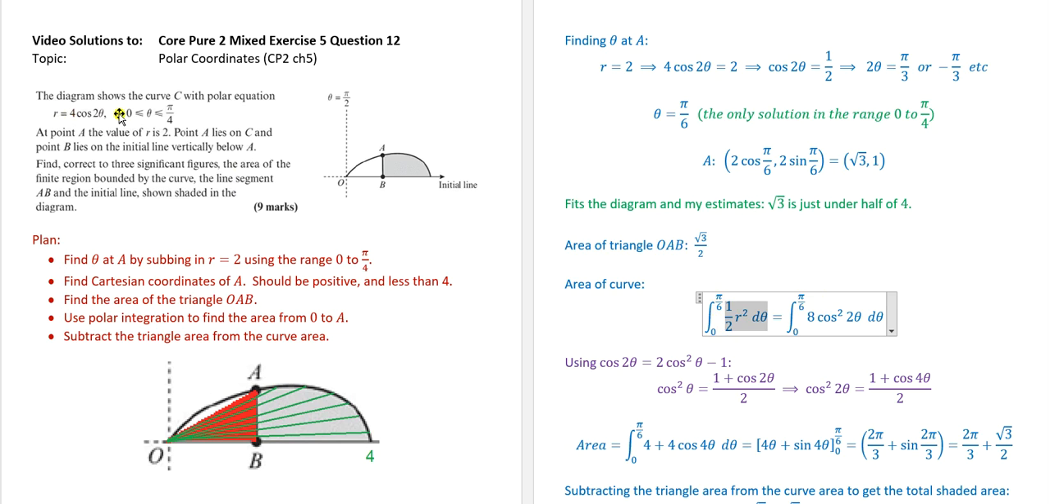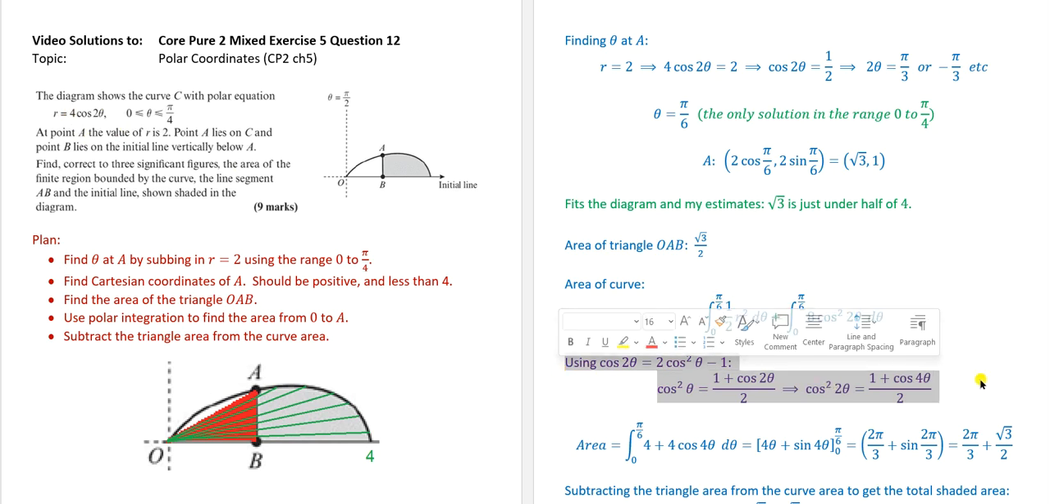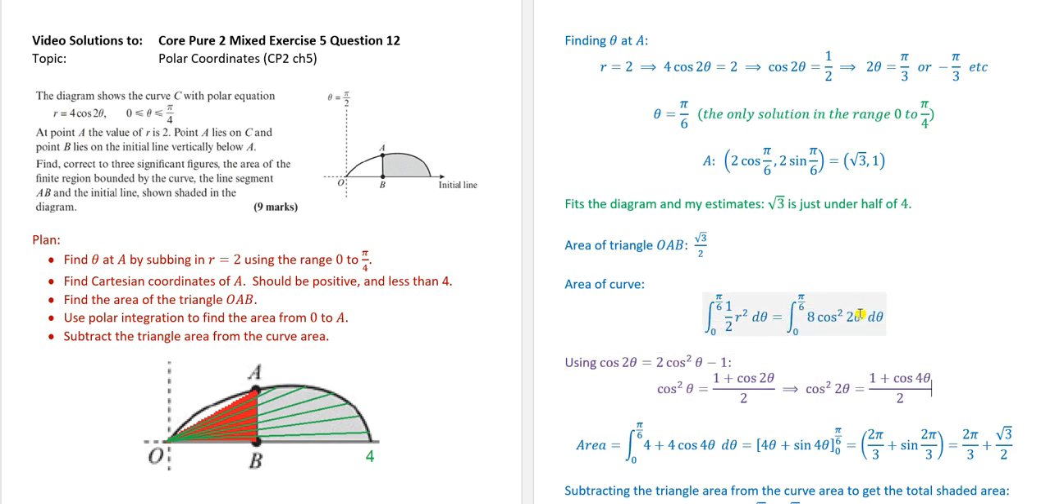R is 4 cos 2 theta, so r squared is going to be 16 cos squared 2 theta. And because of the half, I'll just end up with 8 cos squared 2 theta. I'm also going to make use of the double angle formula here. It might be a little confusing because we already have double angles. We've got cos squared of 2 theta.